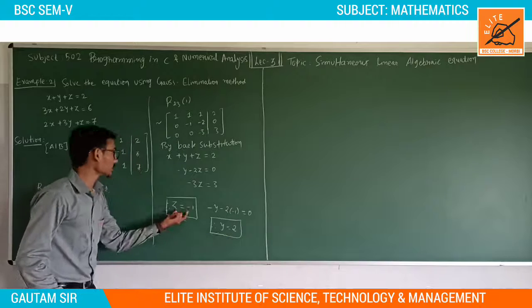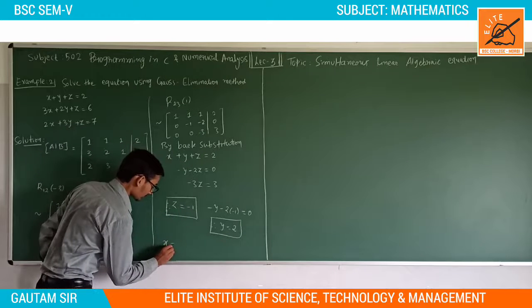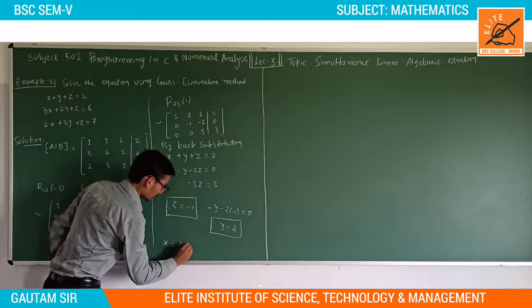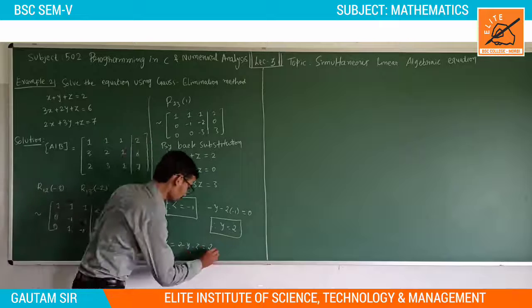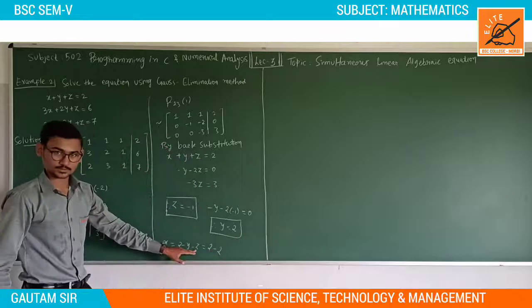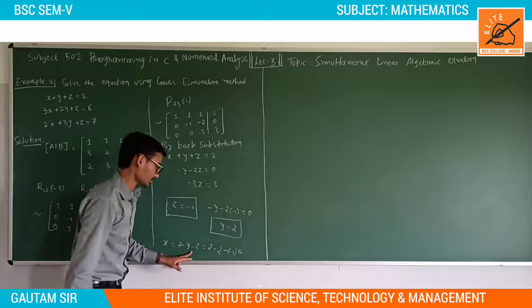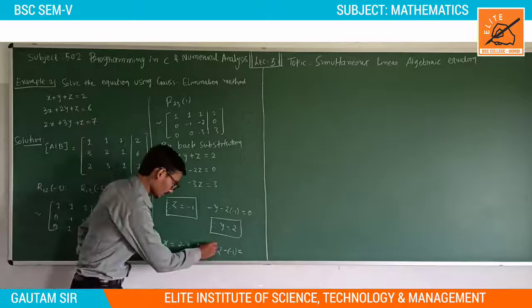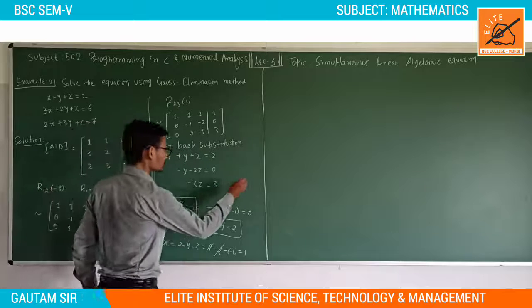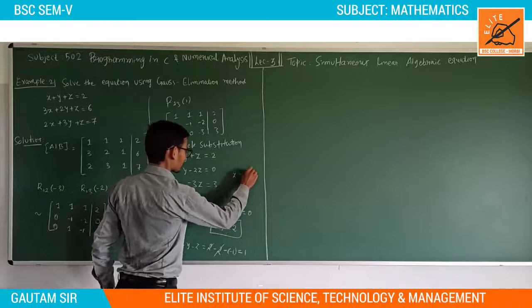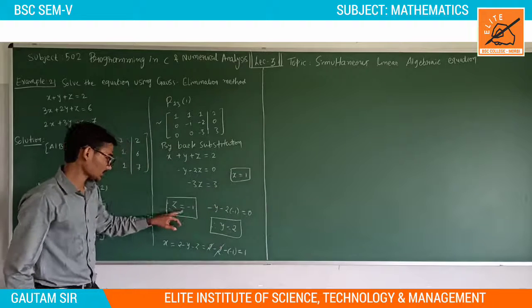Put the value of y and the value of z in the first equation. We get x is equal to 2 minus y minus z. So y is equal to 2 and z is equal to minus 1. So minus y is minus 2 and minus z is plus 1. Minus 2 plus 2 cancel, plus 1. So we get x is equal to 1. X is equal to 1, y is equal to 2, z is equal to minus 1.